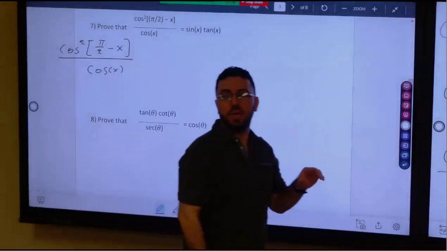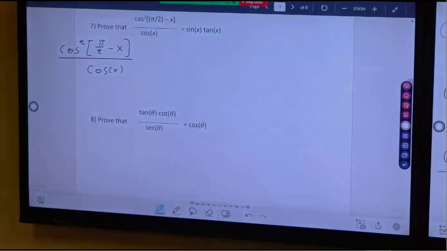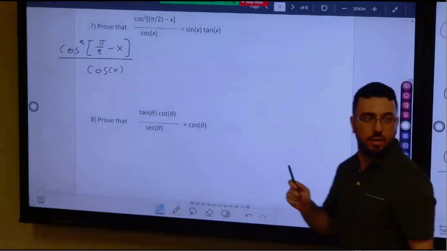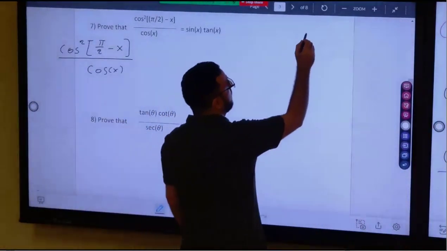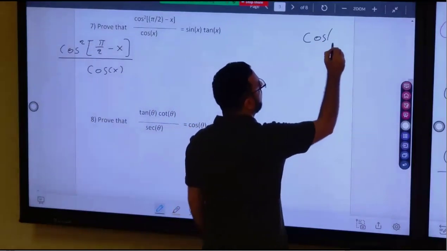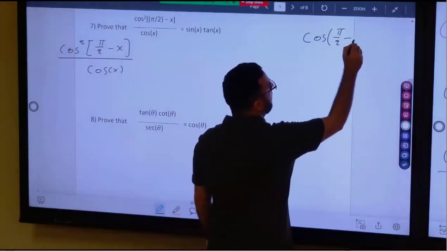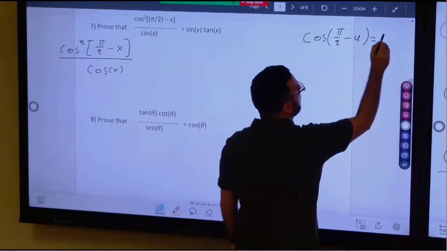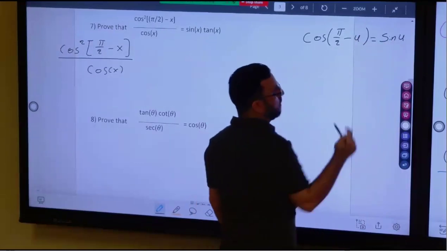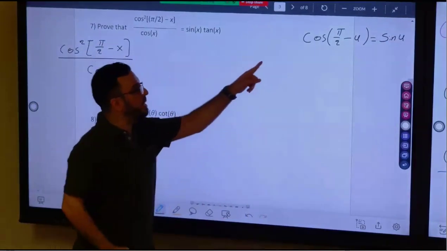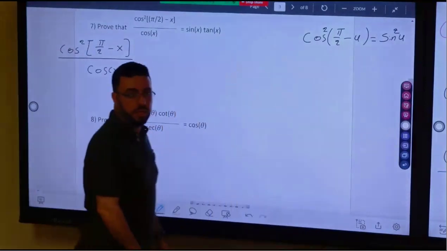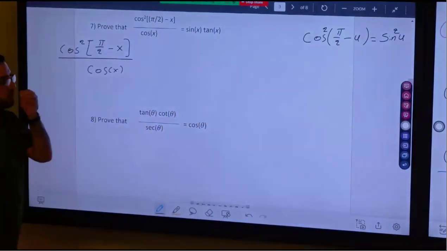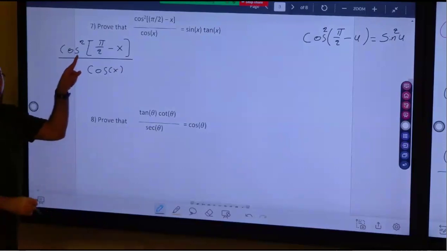Now, remember when I told you every time you see pi over 2, you have an identity. It's gonna be sine, because the rule says if you have cosine of pi over 2 minus u, it's going to be sine. Perfect. But it's squared, so if it's squared here, you're gonna put the square on both sides. There's no other rule. Just put it.